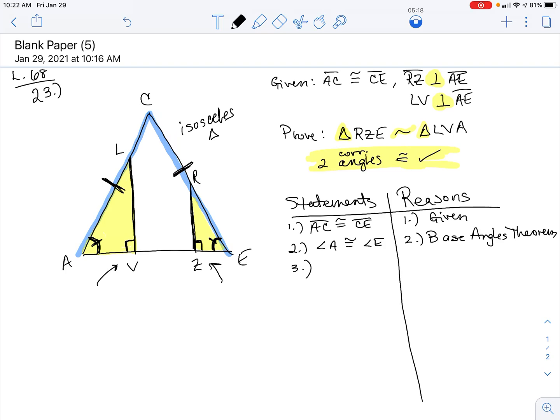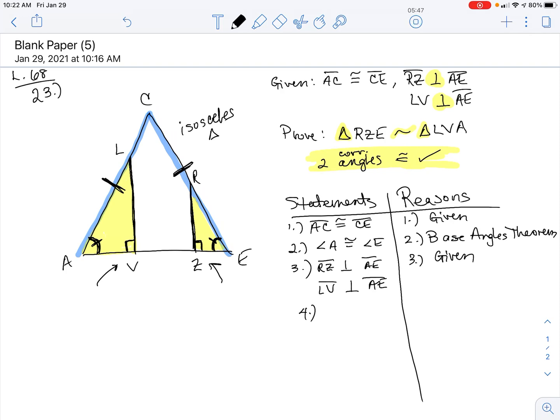Number 3, we need a little bit more given information because we've exhausted what we can do with the step number 1 information that was given to us. We figured out the base angles are congruent, but now we need some more information about this shape. So we're going to mark down RZ is perpendicular to AE and LV is perpendicular to AE. And that was simply given information.